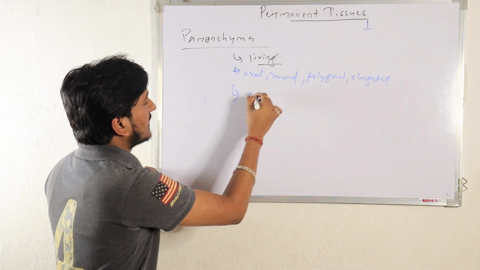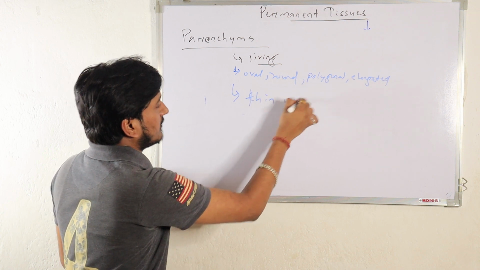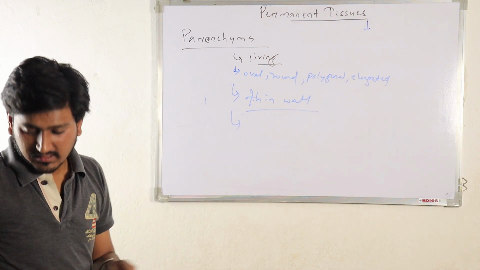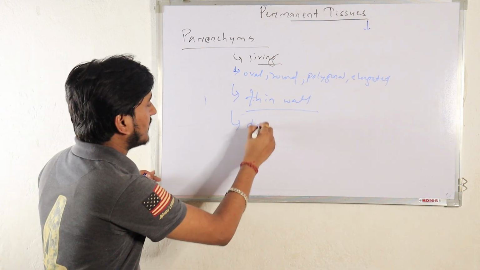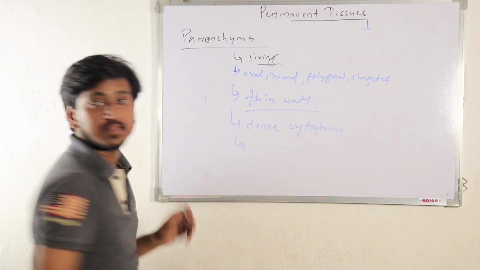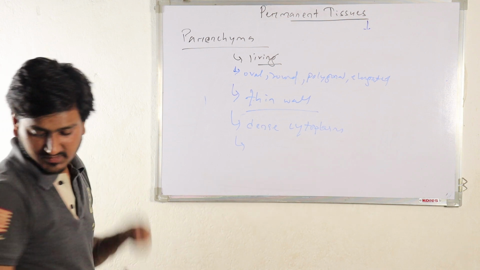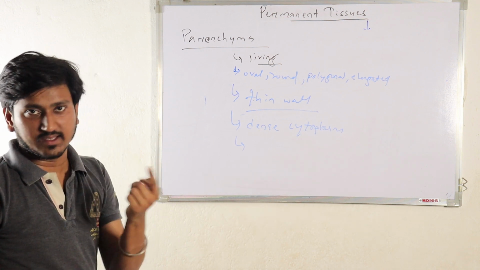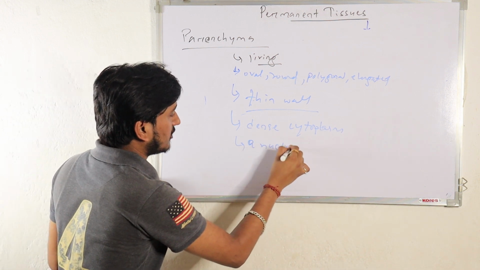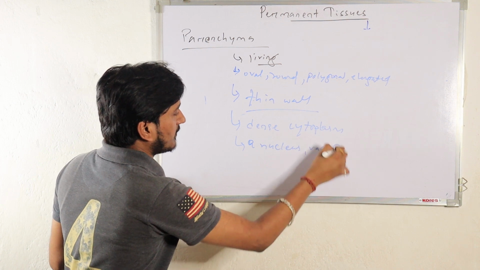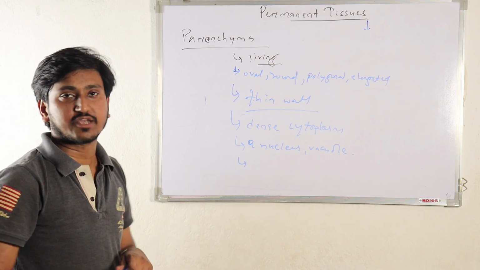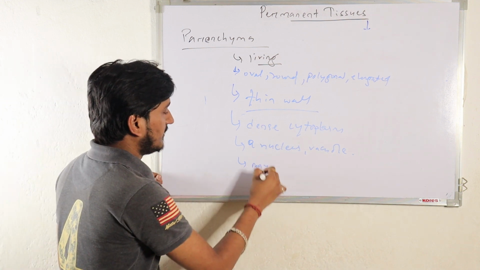Here the cells have thin walls, okay, the cells have thin cell walls. Next, again the same thing, there will be dense cytoplasm. In a simple type of tissue there will always be dense cytoplasm. Next, there will be a single nucleus and a vacuole, okay. A single nucleus will be there and also a vacuole, mainly for storage purposes, and they may or may not have spaces in between the cells.